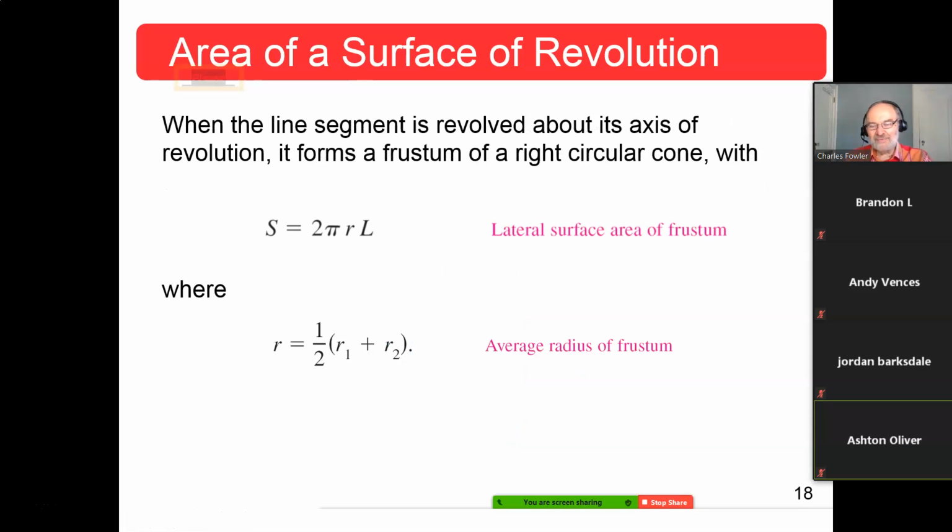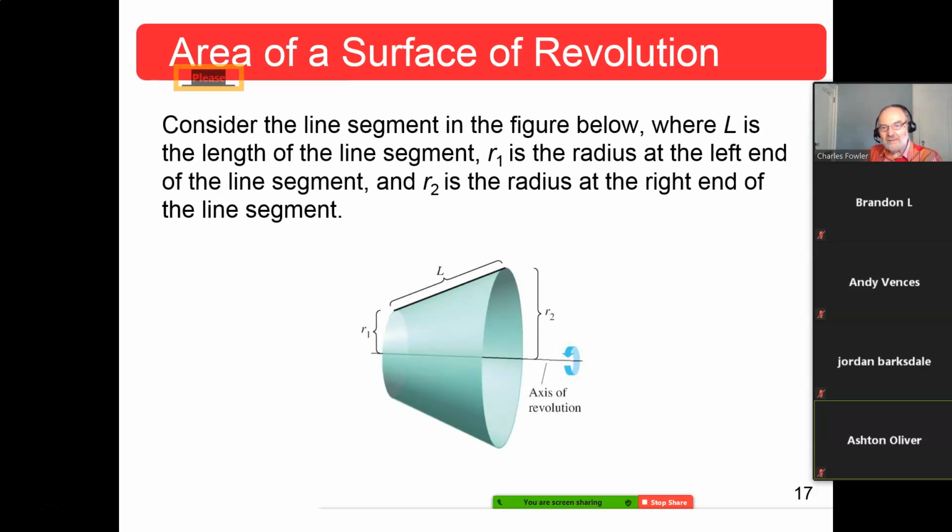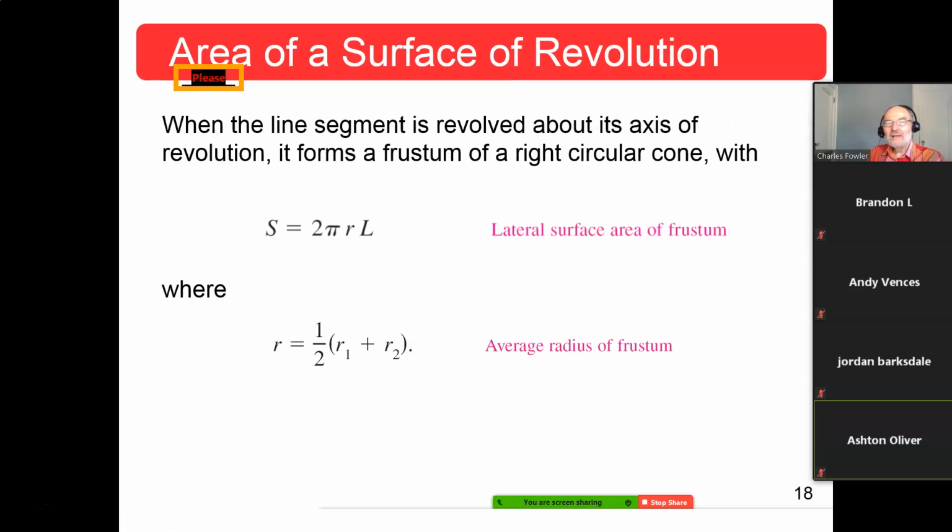Not that you really are going to need that anymore. When that line segment, that one we had right here, is revolved around that axis of revolution, it forms a frustum of a cone. So now the surface area of that would be 2 pi r. Now what is that r? They haven't mentioned that. We're going to get to it in a minute, times L.